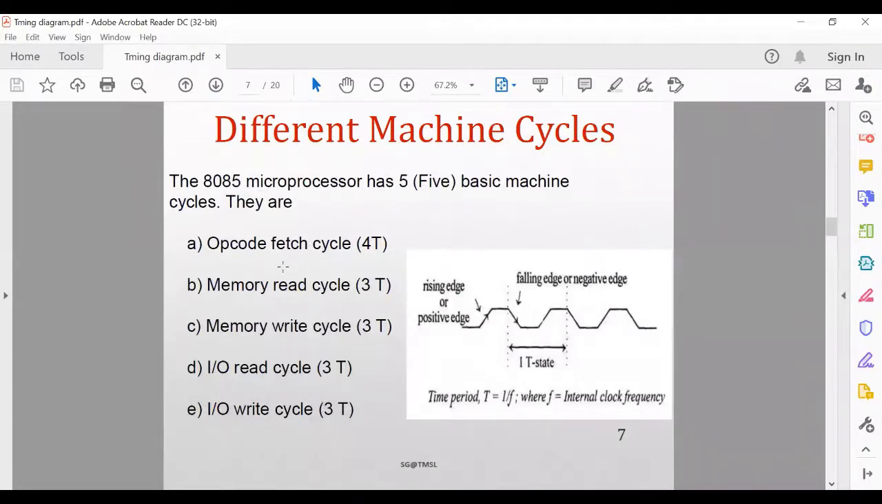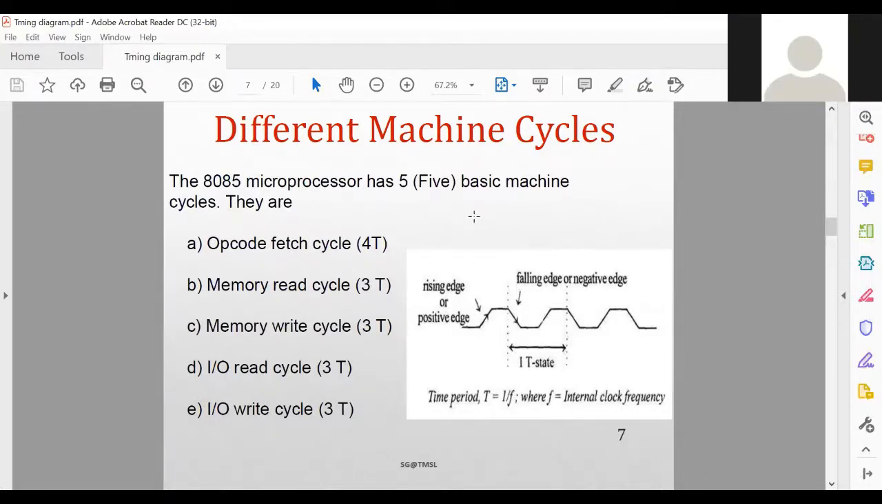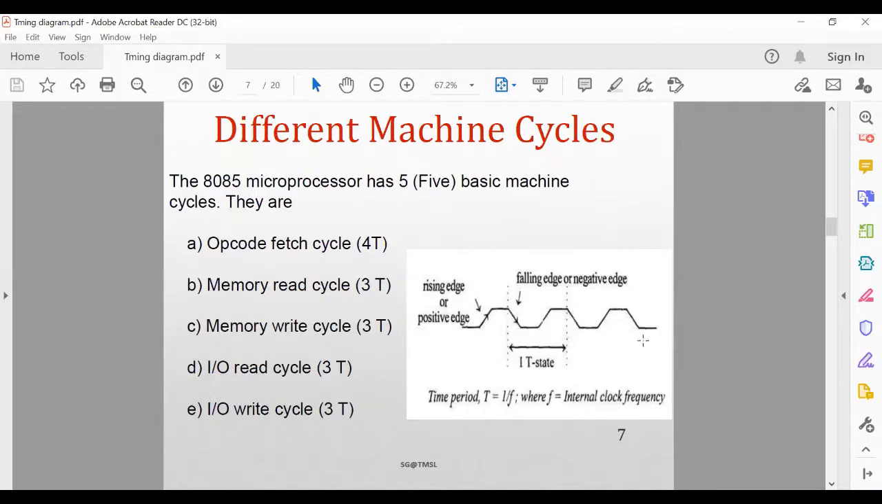It depends on the completion of this opcode fetch machine cycle, which will be performed by every instruction initially. Okay, so for every instruction, the first machine cycle will always be the opcode fetch machine cycle, and it requires 4 T states. This one is the first T state, this one is the second T state, then the third, then the fourth. So it requires 4 states to perform one machine cycle, which one? The opcode fetch machine cycle. 4 states are needed.